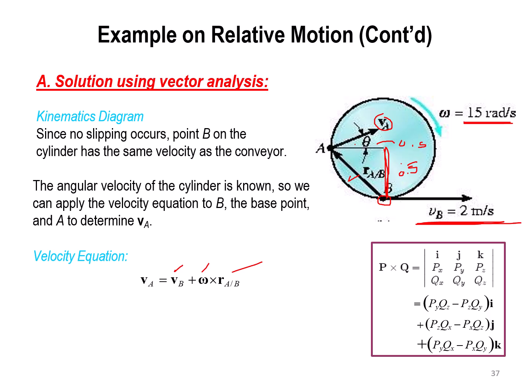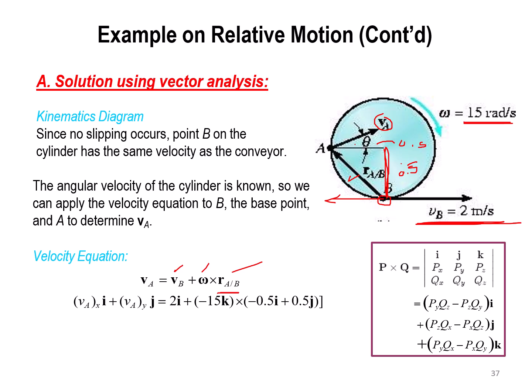Anyway, let's go with the calculation. RAB is equal to minus 0.5i plus 0.5j. And we'll multiply by omega, which is omega k, because it's rotating around the z-axis. So we put all the parameters into the equation. VAx i plus VAy j will be equal to 2i, because that's the velocity we have at point B. It only has the x component positive, so it's going to be 2i.